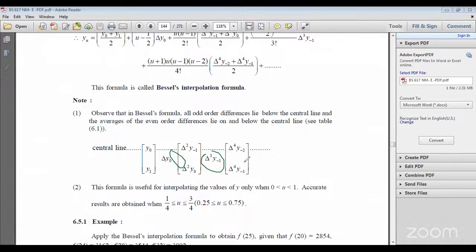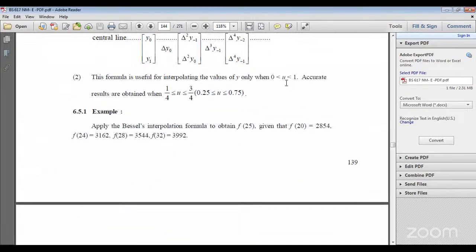This formula is usually used for interpolating values with 0 less than u less than 1. It gives accurate results for 1 by 4 less than u less than 3 by 4, that is, 0.25 less than or equal to u less than or equal to 0.75. I am taking these values. This one is one example we are taking here.